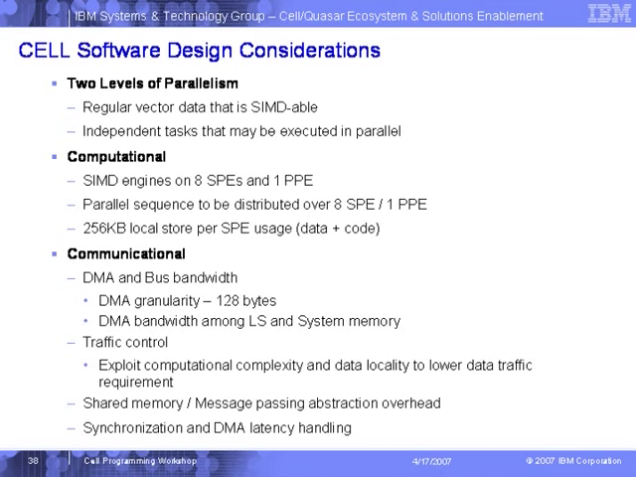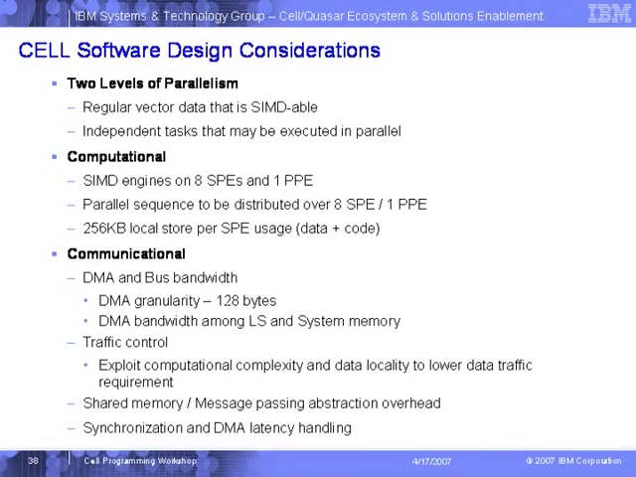Software design considerations. We have two levels of parallelism here in the Cell. We have the regular vector engine, right? We have a PPE vector engine. We have an SPE vector engine as well, right? Each of them can run a number of instructions with different data elements concurrently. And on top of that, we have the concept of tasking, the threading. You have a task under Linux that can be partitioned into different threads as well. So at the high level and the low level, we have different levels of concurrency or parallelism running all the time. Computational-wise, we have the SIMD engines. We have a parallel sequence distributed over SPEs and one PPE.